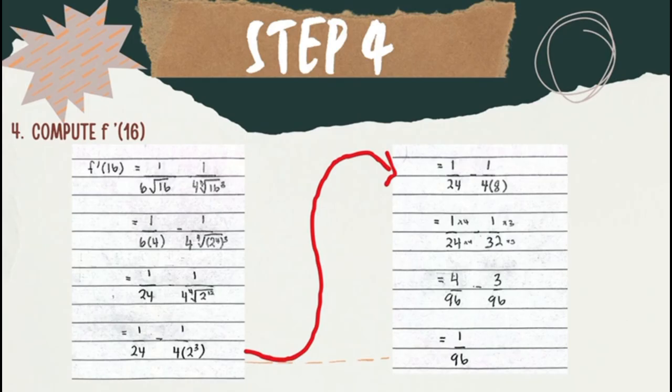When we substitute x equal 16, the square root of 16 is 4 and 16 raised to the power of 3 over 4 is 8. So the derivative becomes 1 divided by 24 minus 1 divided by 32. When simplified, this gives 1 divided by 96.